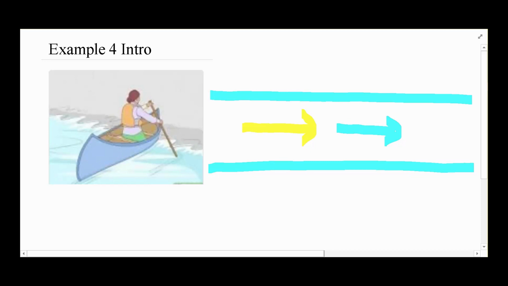So to throw some numbers in here, let's say you're trying to paddle at 4 miles per hour. If you're paddling at 4 miles per hour in still water, and there's a 2 mile per hour current that pushes you, how fast do you think you're actually going? If someone's looking at you from the shore, you're actually going 6 miles per hour.